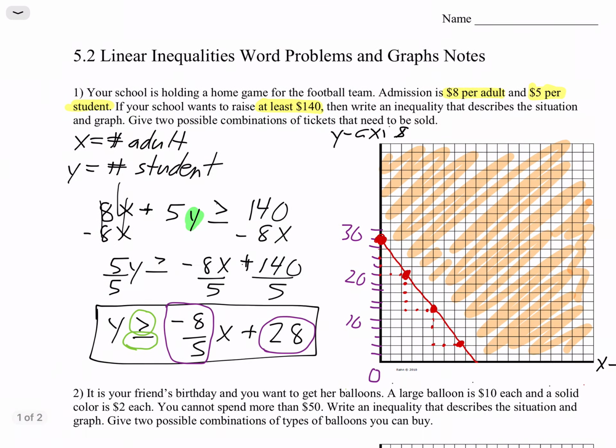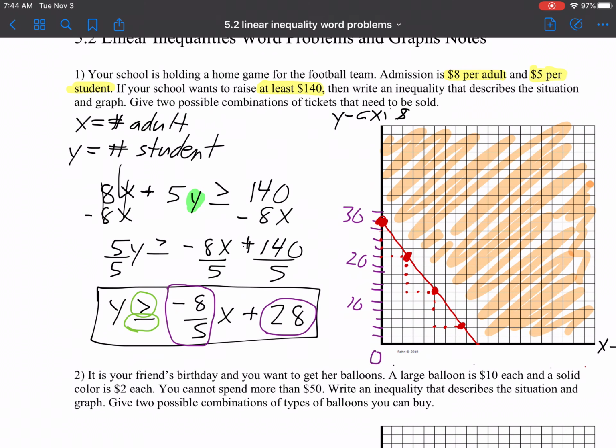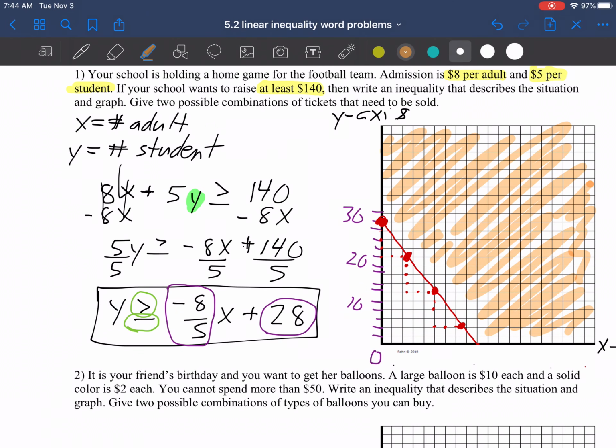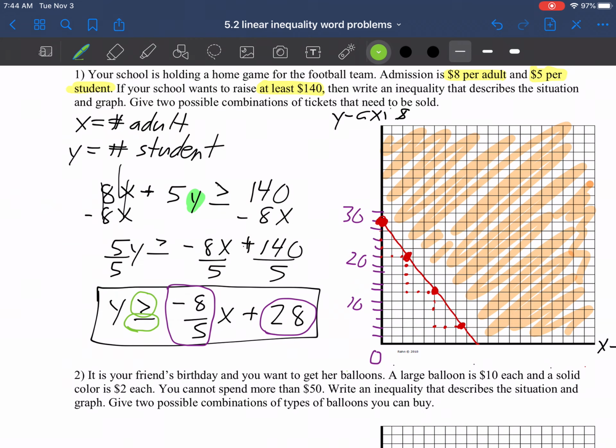Oops, sorry about that. All they're really asking you is if you can name 2 solutions to this problem. Now remember, we talked about how to name solutions. Anything that satisfies the equation or inequality is a solution. So if I pick any dot in this entire shaded region, it is in fact a solution to this problem.